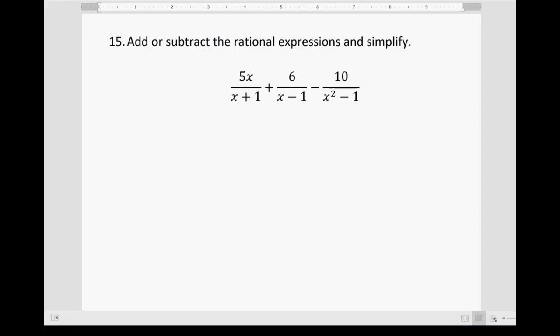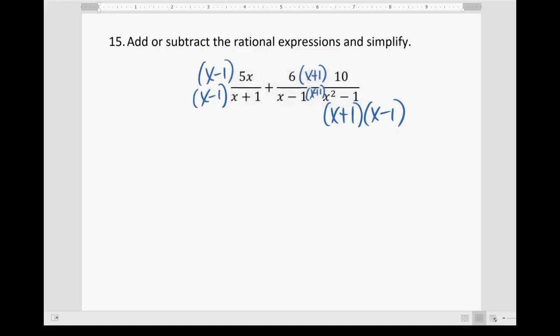So, let's see here. Okay, it's good to factor everywhere possible in your denominator. So we have x plus 1, x minus 1. X squared minus 1 is the difference of 2 squares. That's going to be x plus 1 times x minus 1. So you want the denominator in all three of these to be the same. That means this first rational needs an x minus 1, so we're going to multiply the top and bottom by that. And this one needs an x plus 1, so we're going to multiply the top and bottom by that.